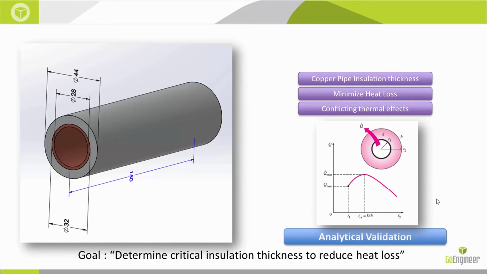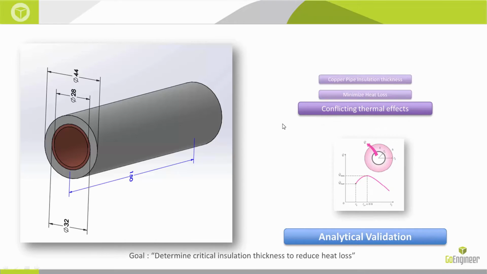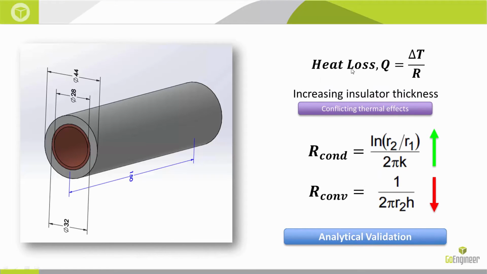Now, why is this such a big deal? Because we are trying to minimize the heat loss to the surroundings, but this entire heat loss process is a combination of conduction and convection. So as you increase the thickness of the insulation, there are two conflicting thermal effects. As you increase the insulation thickness, you increase the thermal resistance by conduction, so you minimize the heat loss.